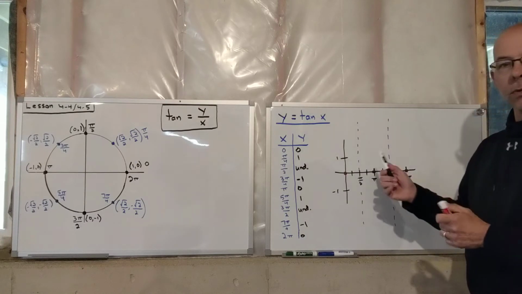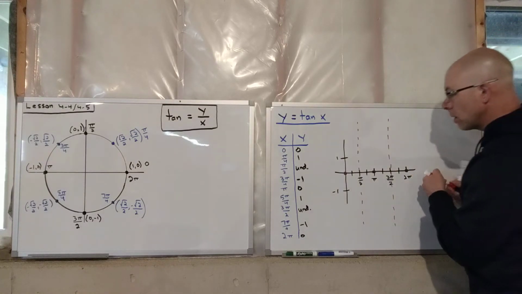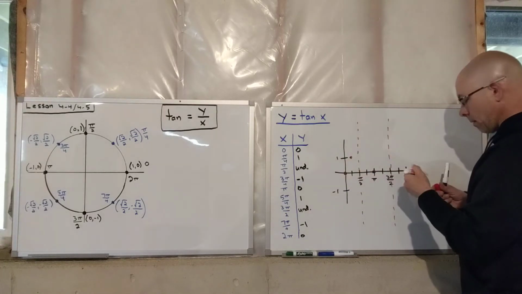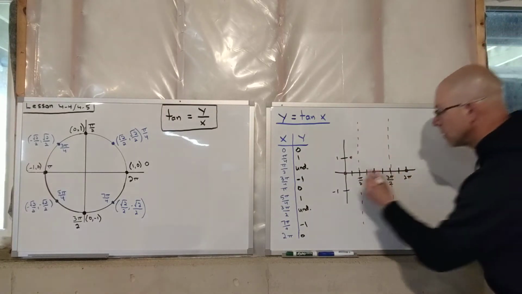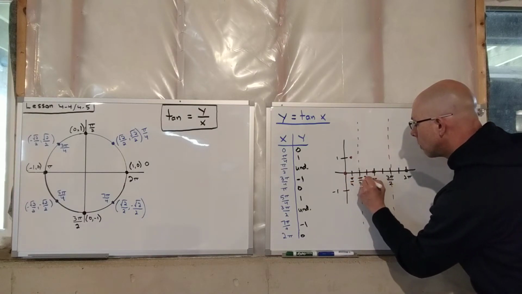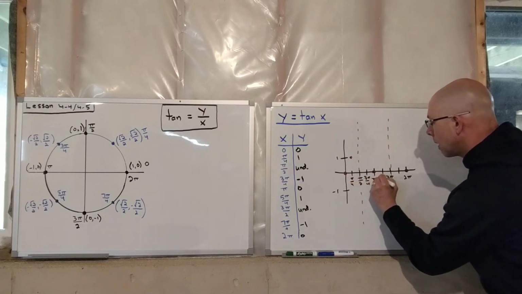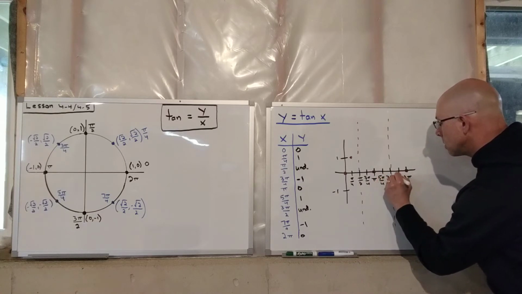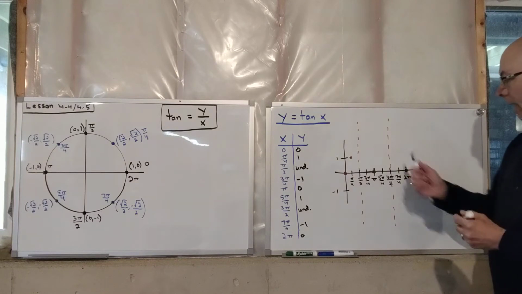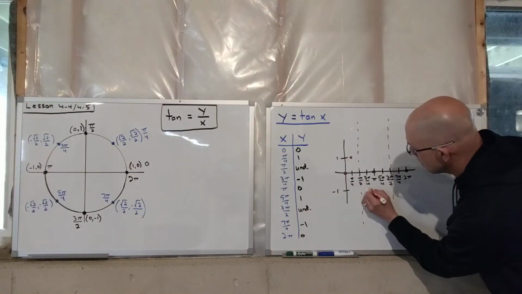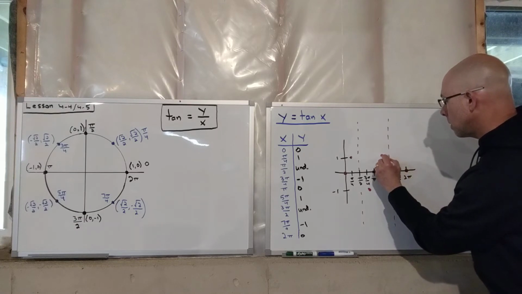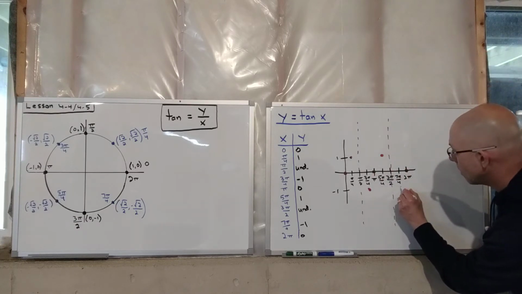Now, if I throw those into the mix, pi over 4 is up at 1. And I don't have these labeled, so I should do that. This is pi over 4, 3 pi over 4, 5 pi over 4, and 7 pi over 4. Okay, at 3 pi over 4, I'm at negative 1, so that's right there. At 5 pi over 4, I'm back to positive 1. And at 7 pi over 4, I'm back to negative 1.